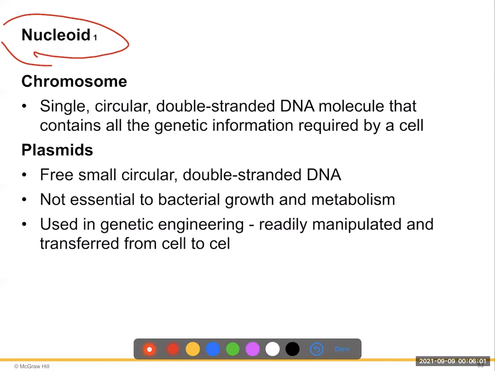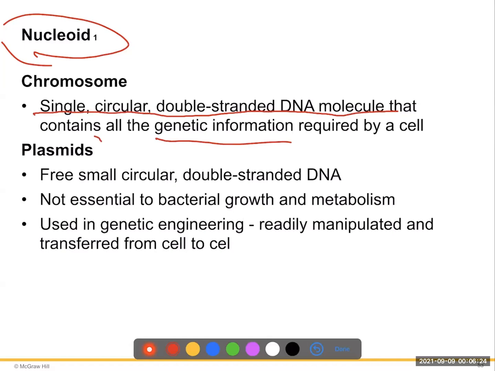So you still have chromosomes, which are DNA. A single circular double-stranded DNA molecule is your chromosome. It contains the genetic information required by the cell to perform all its functions, make its proteins and enzymes, and exist. It also allows the cell to split and transfer that information into the daughter cell so the next bacterium has the same DNA information.